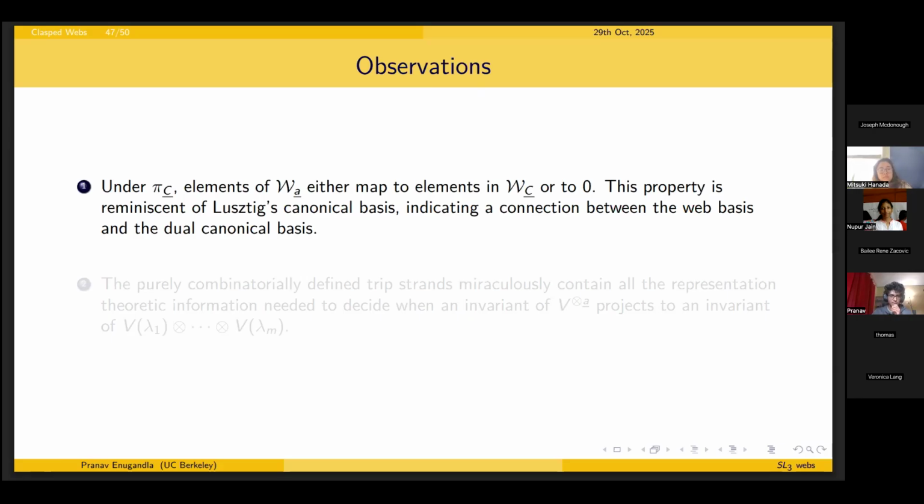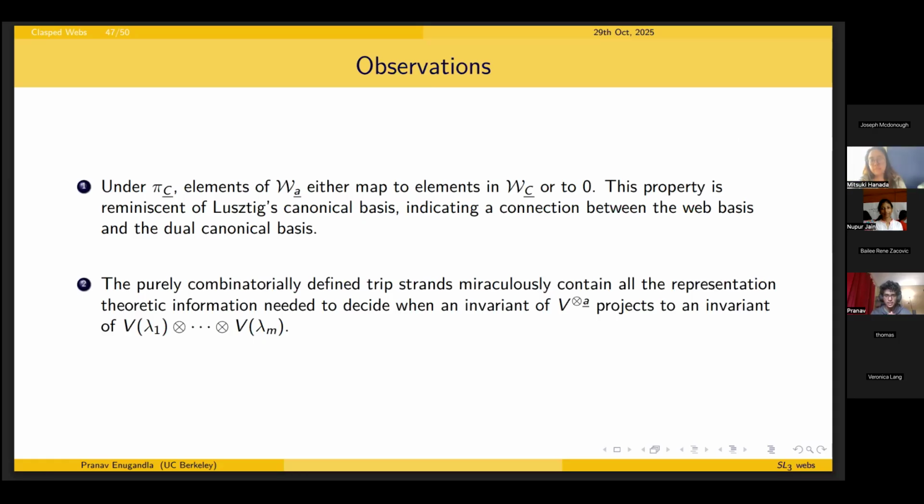What people hoped for when they first discovered web bases was that these would coincide with the canonical basis, which would be really nice. They would give you a diagrammatic way of computing things about the canonical basis, but it turns out that this is not true: the canonical basis is different from the web basis. But it's still nice that the web basis shares this property.